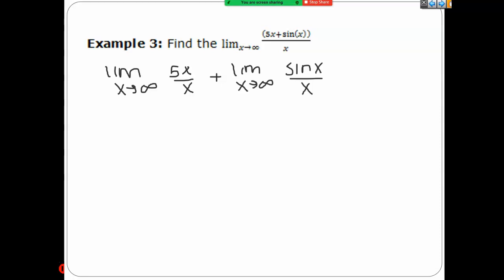So here, x over x, those have the same degree. Therefore, the limit of a function with the same degree on top and same degree on bottom, it'd be 5 over 1. It's the coefficients of the variables. So in this case, that would be equal to 5. And we said the limit as x goes to infinity of sine x over x is always 0. Therefore, the limit as x goes to infinity of this function is equal to 5.